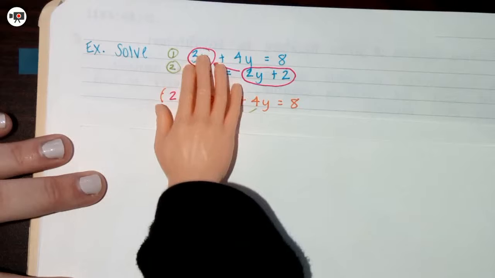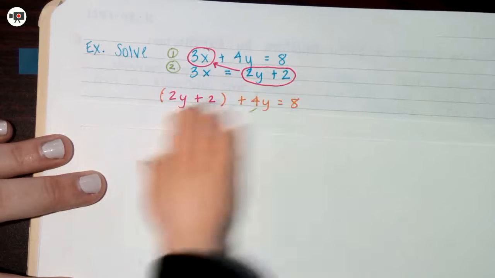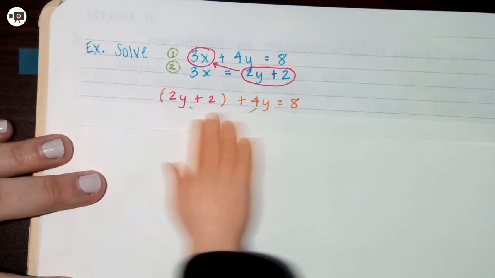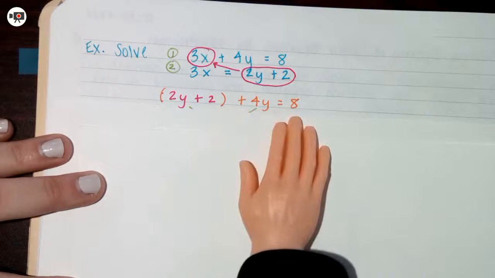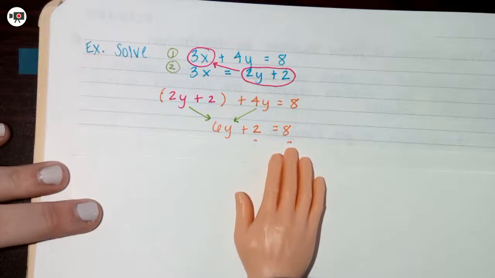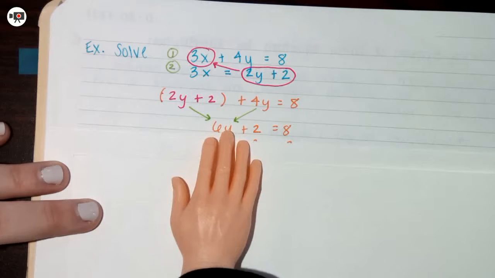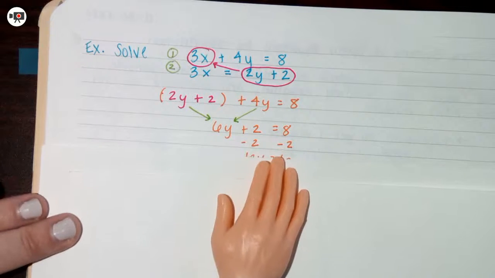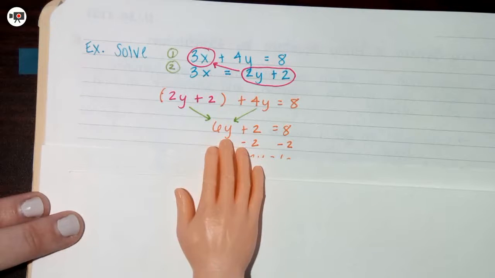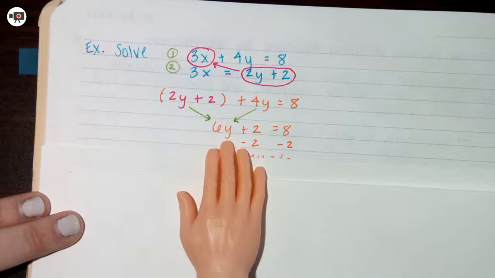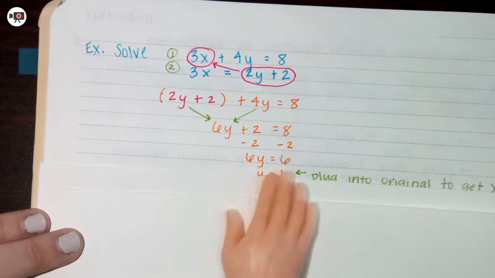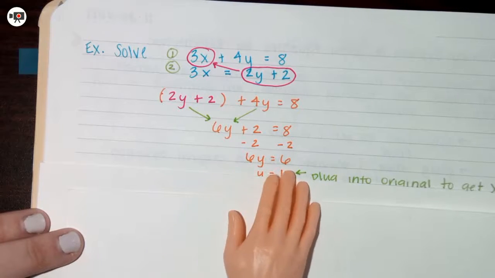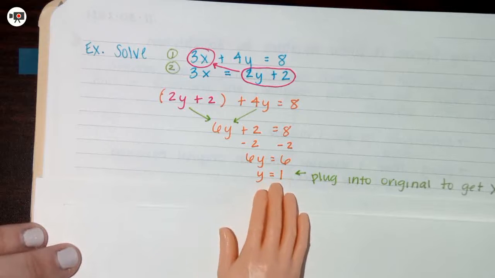So instead of 3x, I write what 3x equals, which is 2y plus 2, and then plus 4y equals 8. I can combine like terms to get 6y plus 2 equals 8. Solving for y, because that's my only variable right now, subtract 2 on each side, and 6y equals 6. Divide each side by 6, and y equals 1.